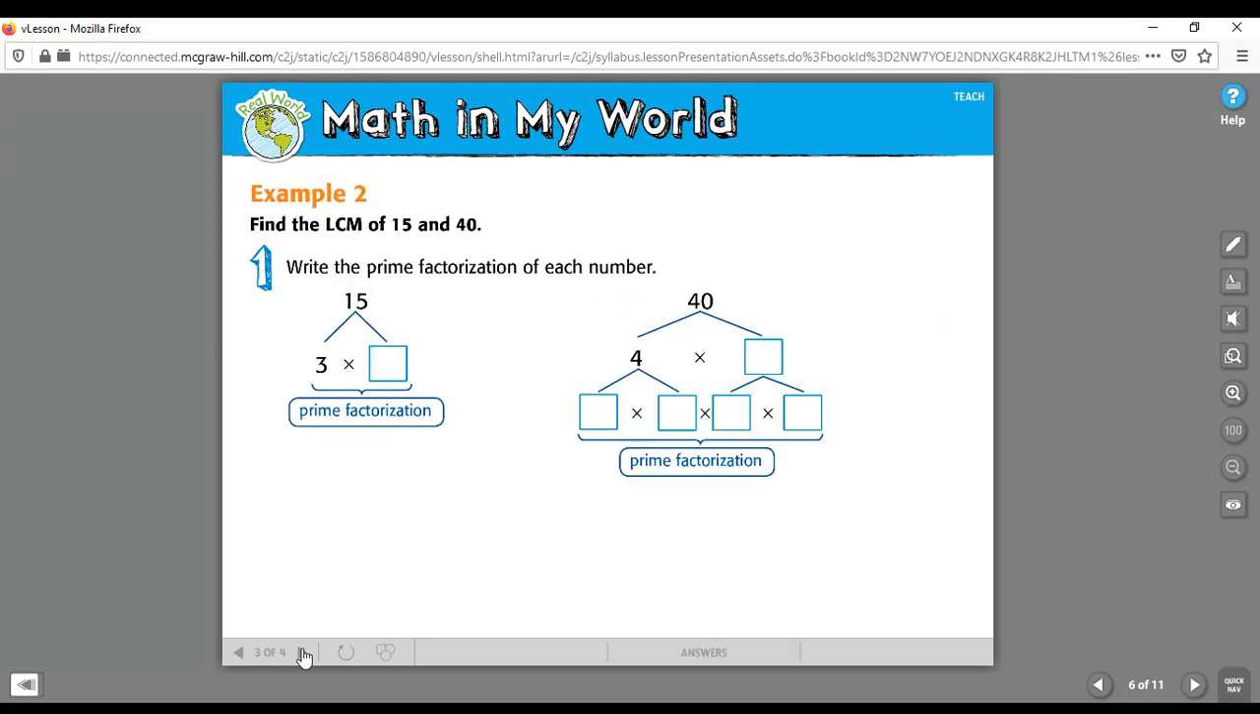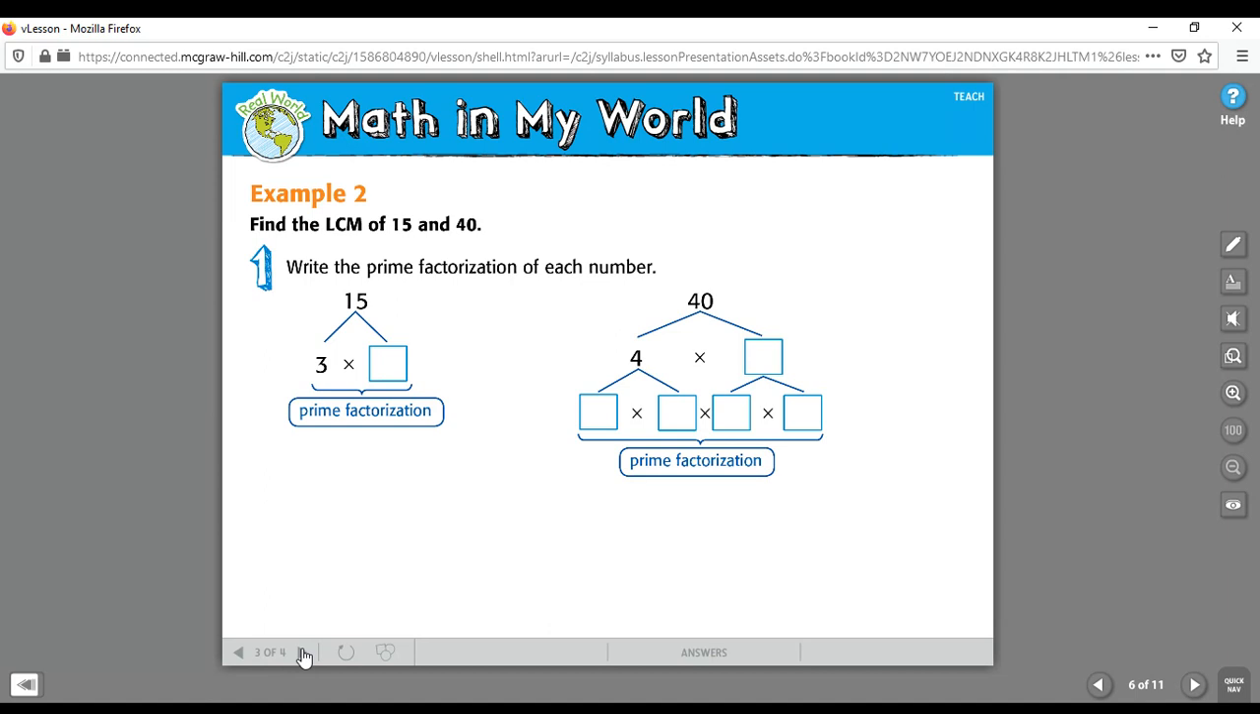You could turn the page to example number 2. Now, just like we did greatest common factor, there's always a second way to do things. Again, I think that this way might be a little bit more difficult than just listing out multiples. But if you feel like you love factor trees and you want to do it this way, that's fine with me too. So they wanted you to find the least common multiple of 15 and 40.